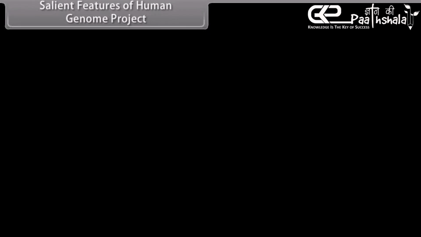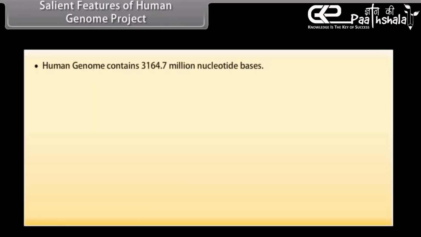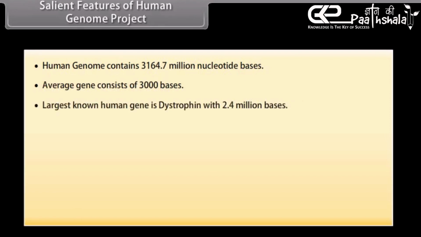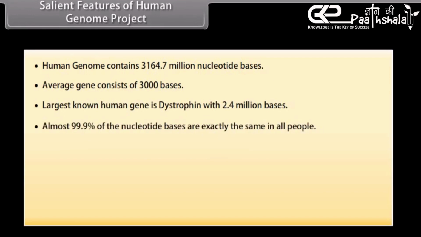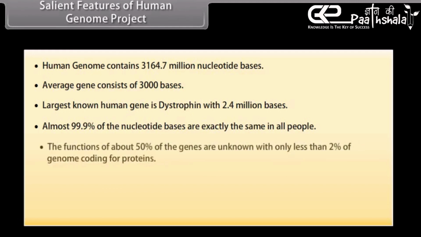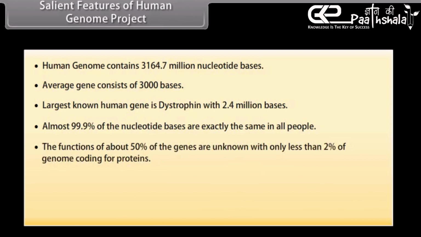Salient features of Human Genome Project. Human genome contains 3,164.7 million nucleotide bases. Average gene consists of 3,000 bases. Largest known human gene is dystrophin with 2.4 million bases. Almost 99.9% of the nucleotide bases are exactly the same in all people. The functions of about 50% of the genes are unknown, with only less than 2% of genome coding for proteins.